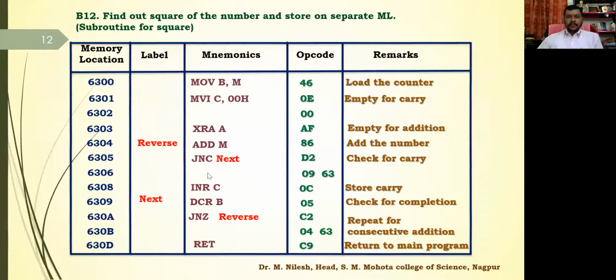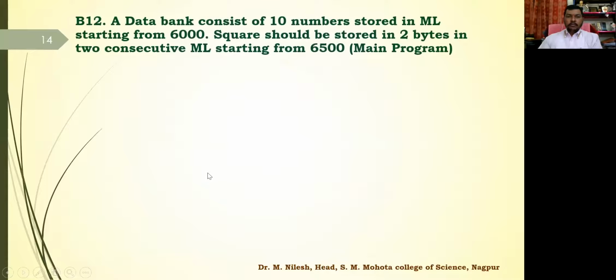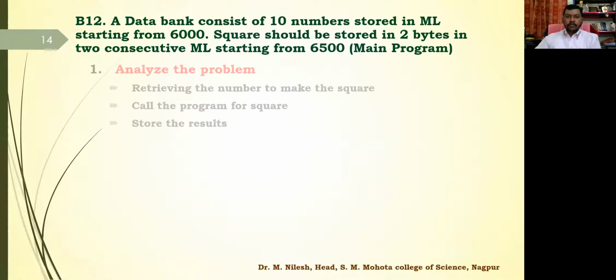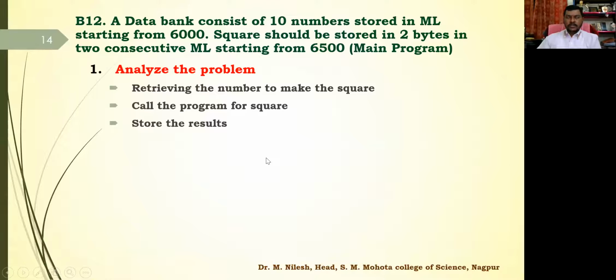Now moving ahead towards the main program. A data bank consists of 10 numbers stored in the memory locations starting from 6000, as we have seen earlier, and the squares should be stored in 2 bytes, 2 consecutive memory locations starting from 6500. So this is supposed to be the main program. To analyze this program, we have to retrieve the number to make the square, and then we have to call the subroutine, and then we have to store the results, right?